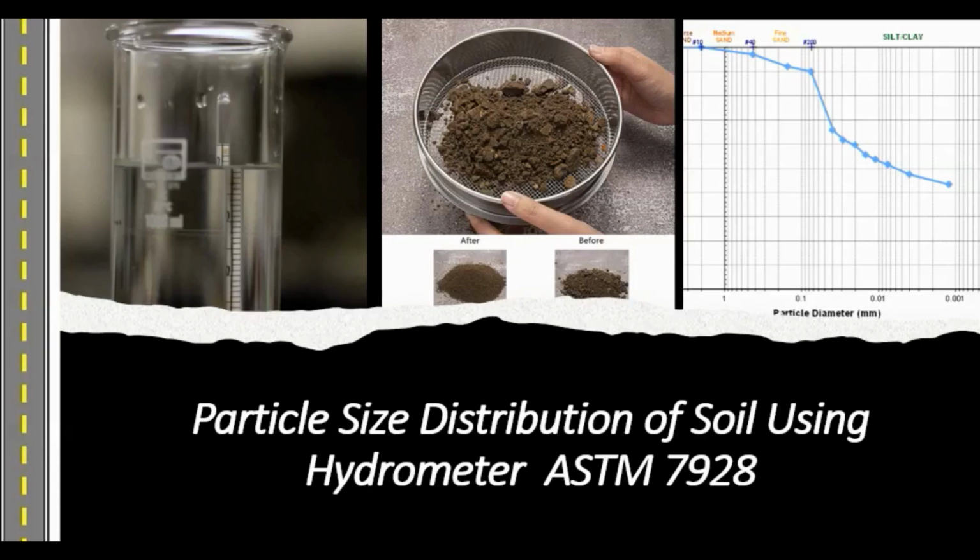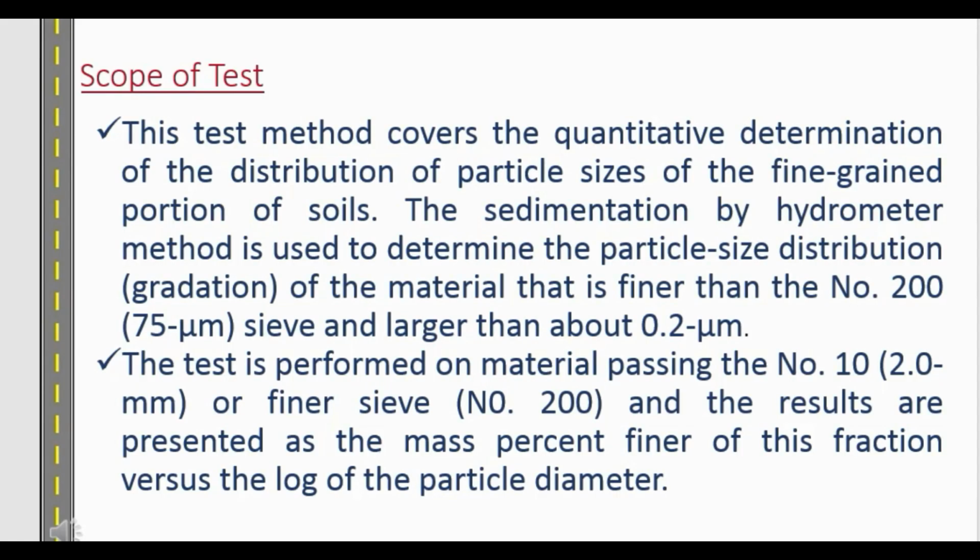Today we will discuss the particle size distribution of soil using a hydrometer according to ASTM D7928. First of all, the scope of the test. It means that this test method covers the quantitative determination of the particle size distribution of the fine-grained soil portion.